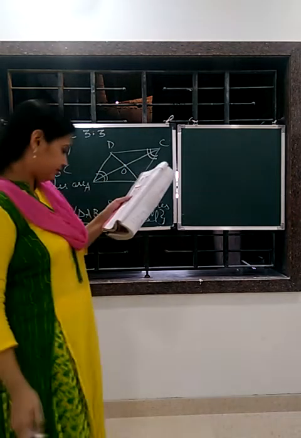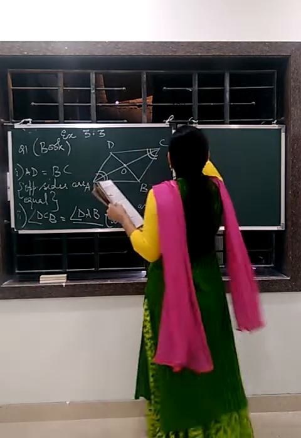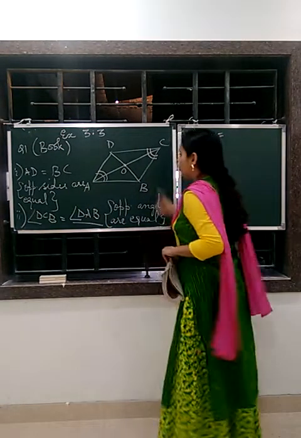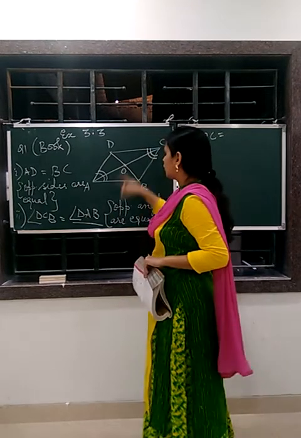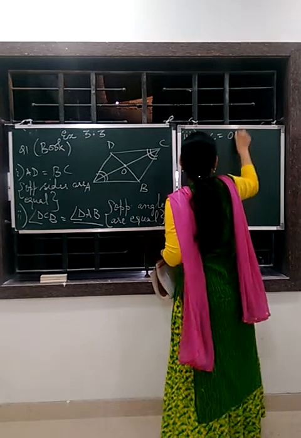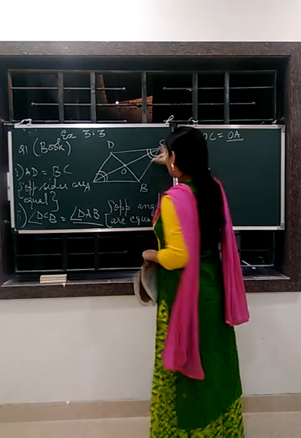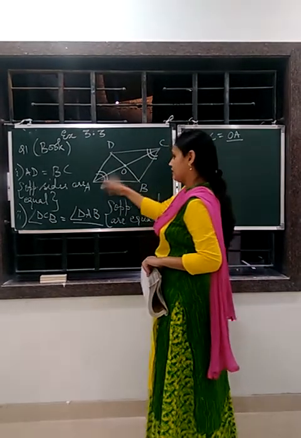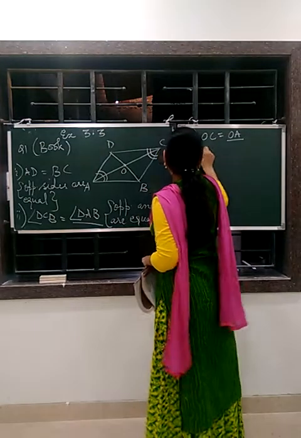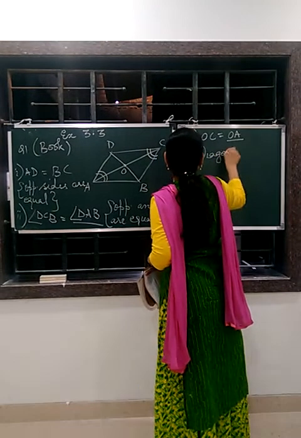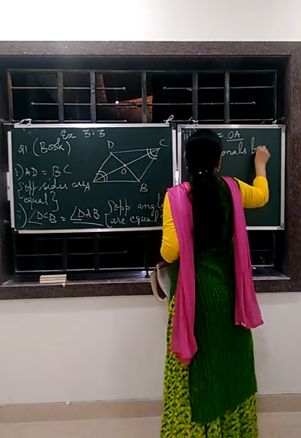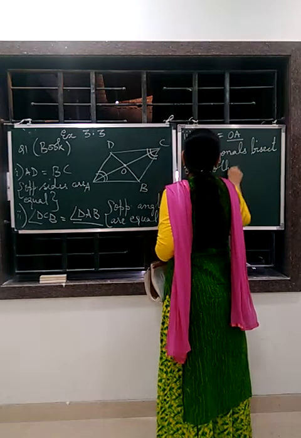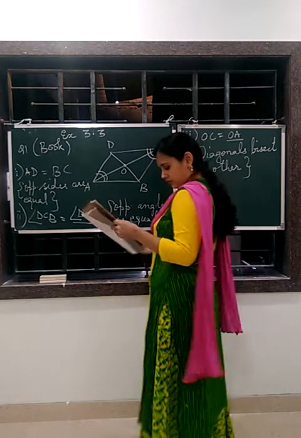Then the third one. OC is equal to OA. Yes. And what property are we using? That diagonals bisect each other. Since the diagonals are bisecting each other, that is why they are the same. So diagonals bisect each other.